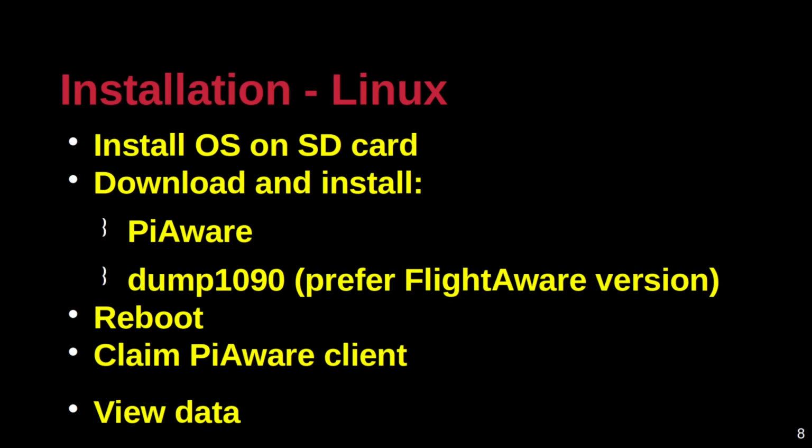After completing the installation, reboot the computer. Then navigate to the PiAware website at FlightAware to claim the client identifier. Save the feeder ID, wait for a few minutes, and then view the data published by your installation to the FlightAware site.